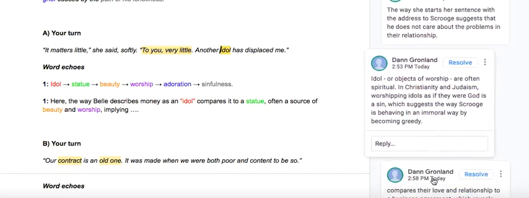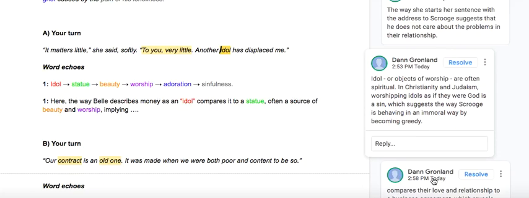An idol is an object of worship, which are often spiritual. And in what are called Abrahamic religions, Christianity and Judaism, for example, worshipping idols as if they were God, so things that are not God but that look like him, like statues, paintings, images, is a sin, which suggests the way Scrooge is behaving in an immoral way by becoming greedy. She here is talking about money. The idol is money, and that is what has displaced her in her eyes. So we've got here the example: idol, statue, beauty, worship, adoration, and sinfulness. And then the zoom in goes up to worship. So what's missing is adoration and sinfulness.